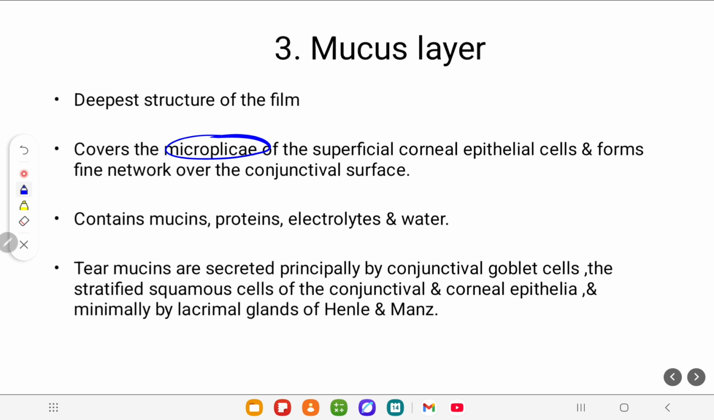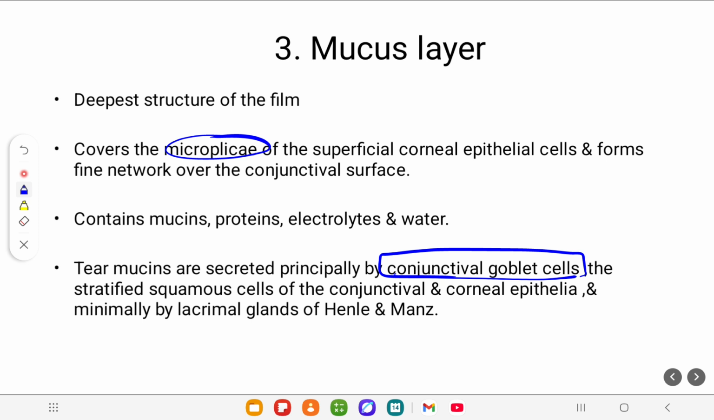The tear mucin is secreted principally by conjunctival goblet cells. That's very important. Whenever anything happens to the conjunctival goblet cells, the mucin layer is destroyed. For example, a very good example is viral conjunctivitis. Another example, vitamin D deficiency. It's common. Another example, chemical injury, which is a common clinical condition you will face in your life. Because of this condition, goblet cell number reduces. Because of this, the mucin layer is hampered, and because of that, dry eye is there.